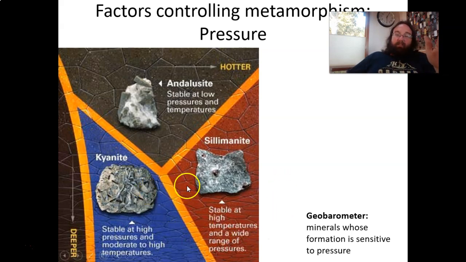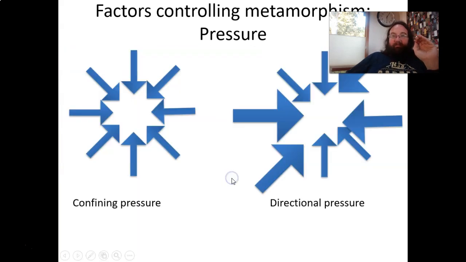But there's a number of other minerals that are very sensitive to the pressure that they are found at and will only form in very deep environments. We call these geobarometers because their presence or absence will indicate how high the pressure a rock was at.